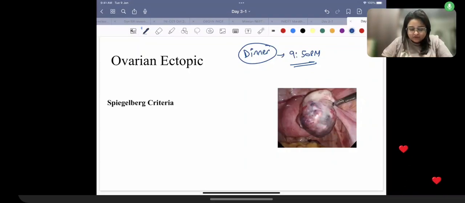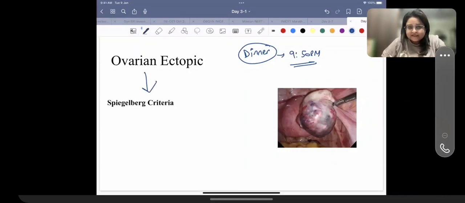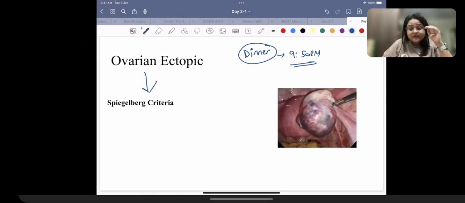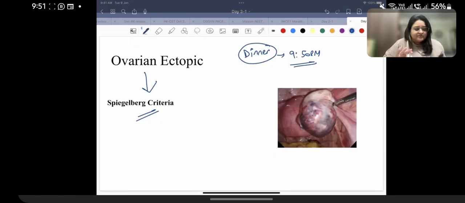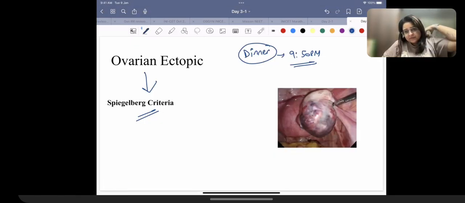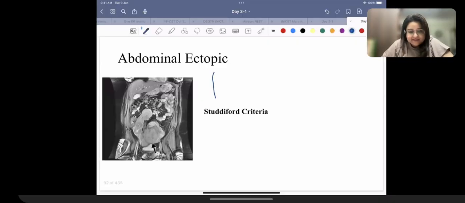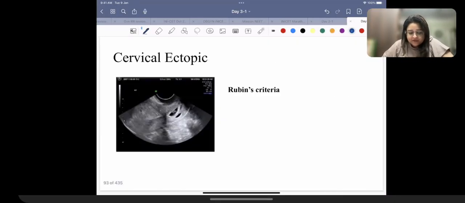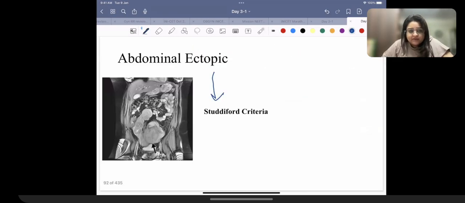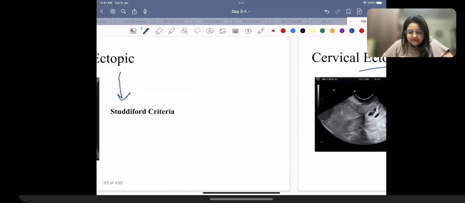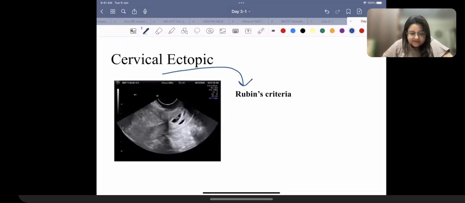We will cover now. All you need to know is the names of the criteria of these ectopic pregnancies. For ovarian ectopic, the criteria is Spiegelberg's criteria. Don't remember the criteria, that's not important, just the names are enough to remember. Abdominal ectopic, Study Ford criteria. Cervical ectopic is Rubin's criteria. So again, I'll repeat: ovarian is Spiegelberg's, abdominal is Study Ford.